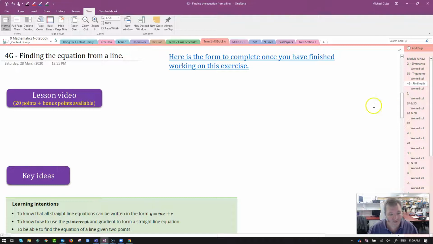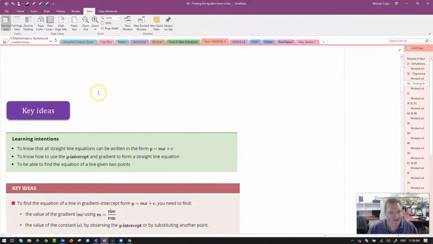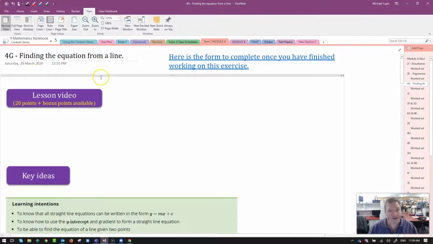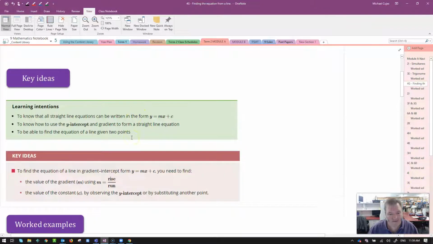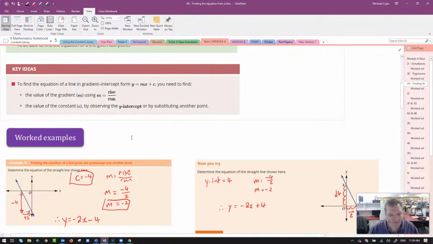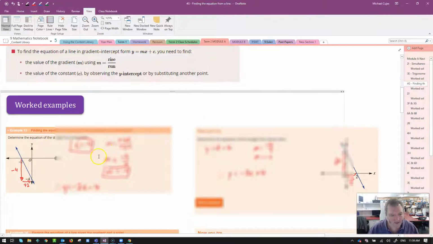better for you. We are here looking at exercise 4G, finding the equation from a line. What are the important things to remember? Well, the equation of a straight line, y equals mx plus c, m is the gradient and c is the y-intercept. And so the first example here we're going to look at is right there, without all of the red writing there. I'll splice this into the next one and hopefully you'll make sense of what's going on.